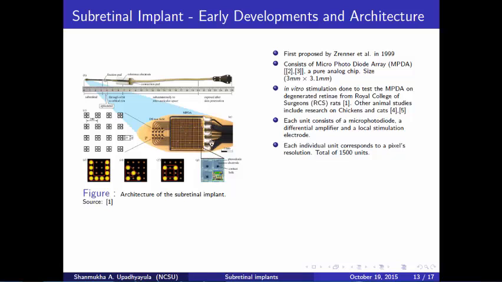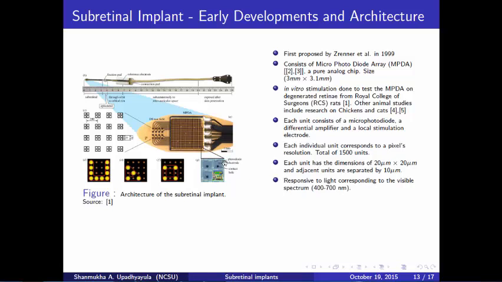Actually there are 1520 units, which is around 38 cross 40 resolution, and each unit has the dimensions of 50 cross 50 micrometers, not 20, and separated by about 20 micrometers. And apart from this microphotodiode array, there are also external electrodes, about 16 quadruple electrodes, which are used for testing the efficiency of the subretinal implant by electrical stimulation.